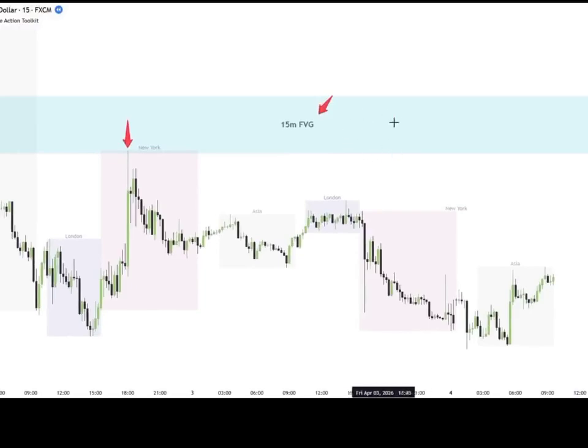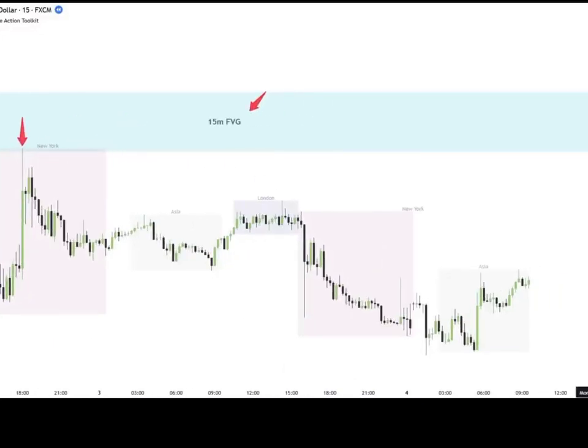We have an unmitigated bearish higher time frame fair value gap, and we also have a key buy-side liquidity level created by the New York high sitting right beneath it.